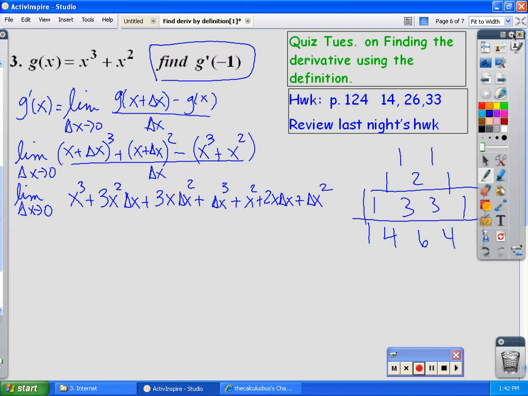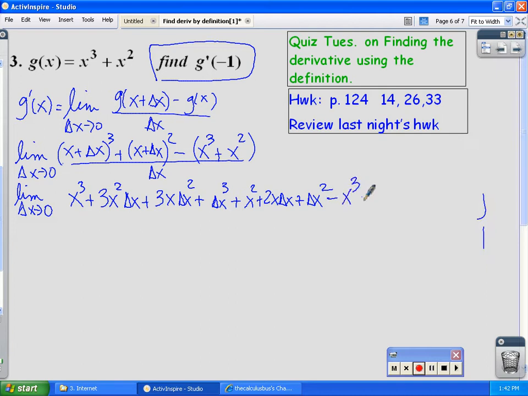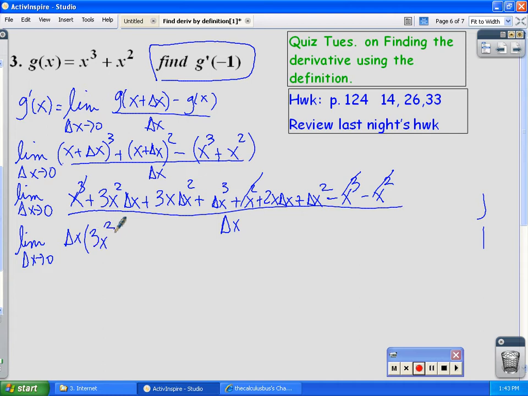Okay, minus the function, which is minus x cubed minus x squared, all over delta x. This is the fun part. Everything starts subtracting out. X cubed, x squared. Everything else has a delta x in it. So I'm going to factor out delta x. That'll leave me with 3x squared. So that takes care of that one. Plus 3x delta x plus delta x squared plus 2x plus delta x over delta x, which divides out.